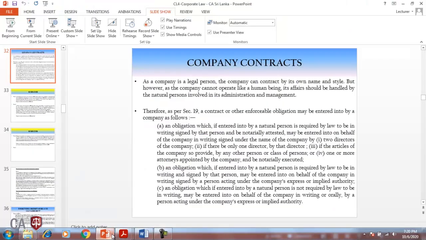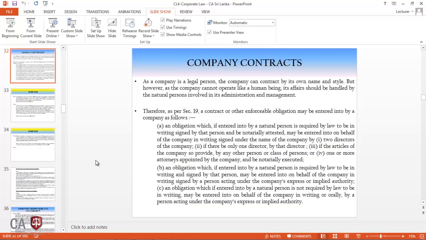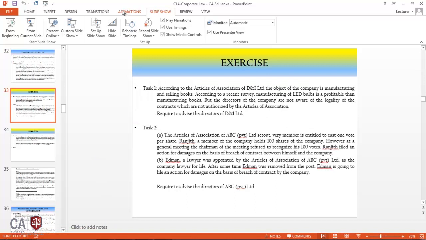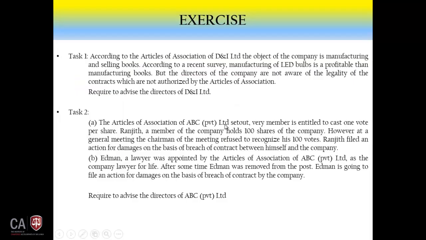I have discussed that during your lectures. You see, I have discussed the same thing and explained to you all that with regard to the second one, the Articles of Association of ABC Private Limited set out, every member is entitled to cast 1 vote per share. So, that is the law of the company.